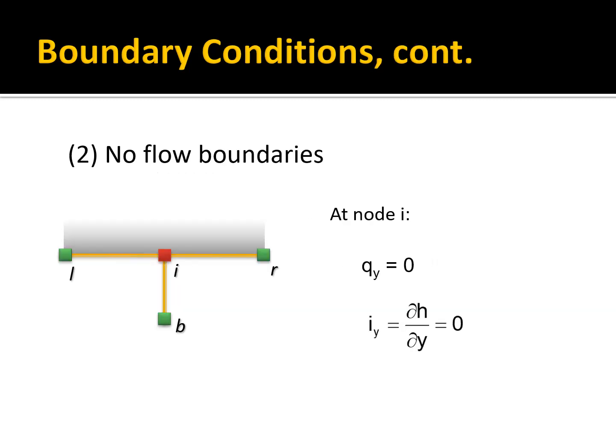Things get a little more complicated where you have no-flow boundaries. So we're going to look at each of the different possibilities for no-flow boundaries. Now, the first case we're going to look at is we have a node that's adjacent to an impermeable boundary. So we have a node on the left, the node on the right, a node below, but nothing above. And so since it's a no-flow boundary, we know that there's no flow in the y direction, so qy is equal to 0. And therefore, we can also say that if the flow in the y direction is equal to 0, the hydraulic gradient in the y direction is equal to 0.